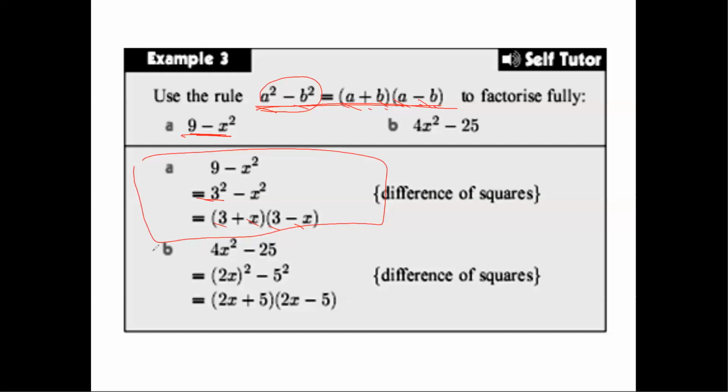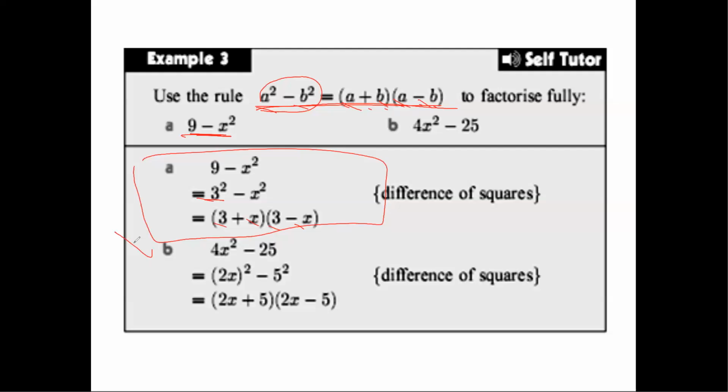Look at the second one. Tell me if you're not following, or if you want me to slow down. You have 4x squared minus 25. My Wi-Fi, so I didn't get to hear what you said just now. Want me to go back from the beginning? No, sir. The last thing I heard was the 3 by 3, 3 squared.